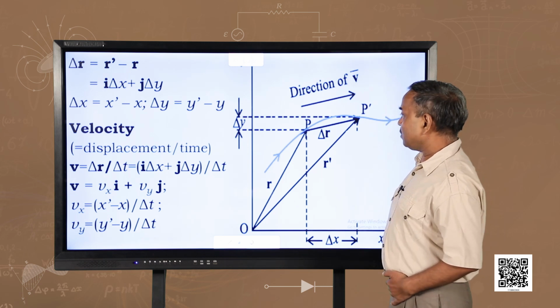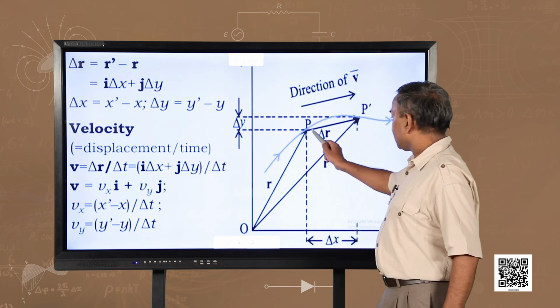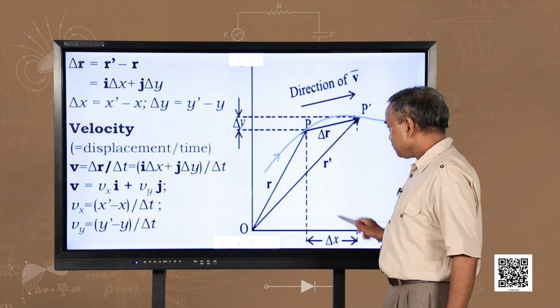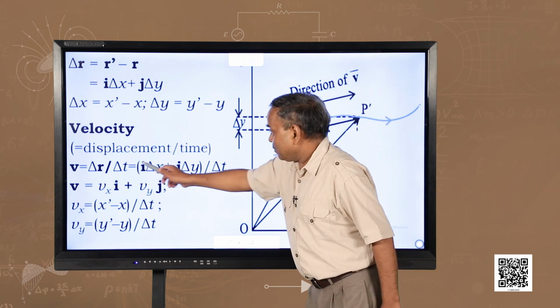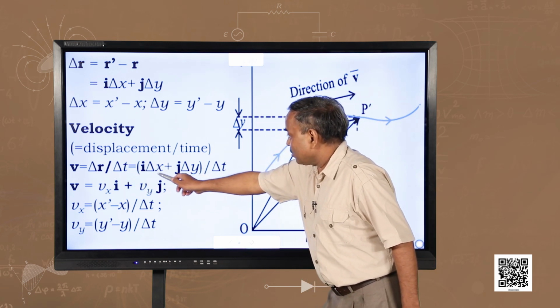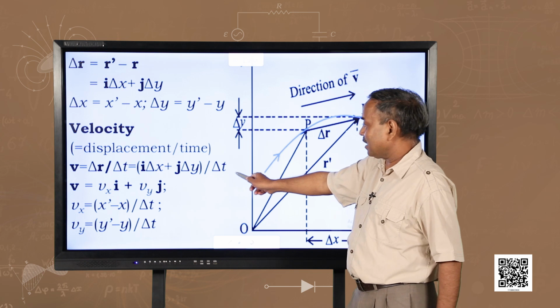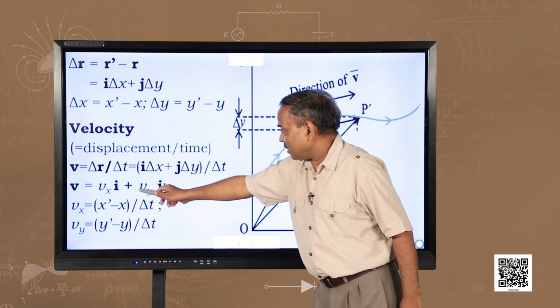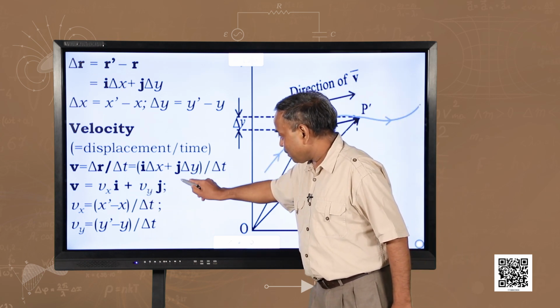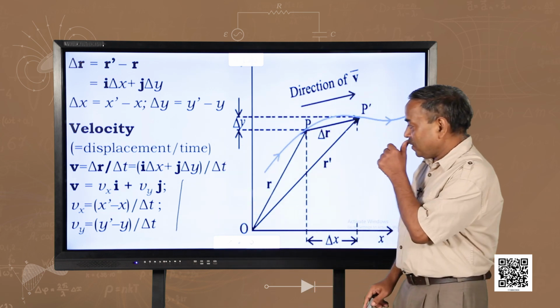So, velocity can be given as displacement by time. What is the displacement? Delta x plus delta y. v is equal to delta r by delta t, which is equal to i delta x plus j delta y, divided by delta t. So, v is equal to vx i plus vy j, and we can find different components like this.